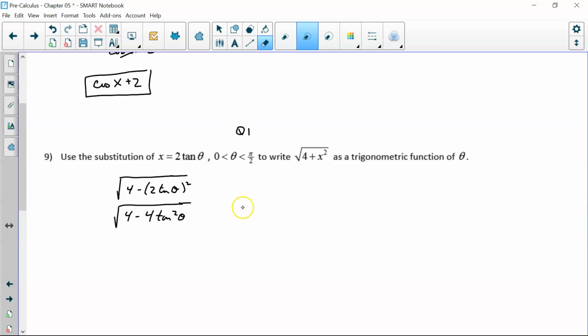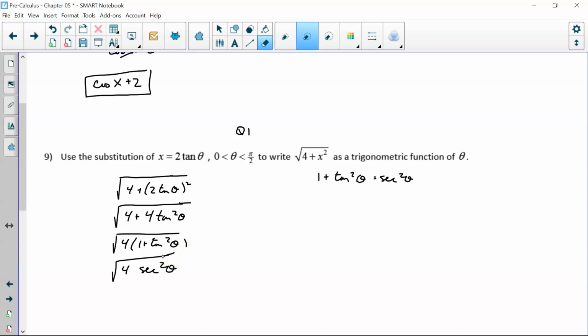All right. What we can do now is factor out a 4. So it becomes 4 times 1 plus tangent squared theta. That looks a lot like one of our Pythagorean identities: 1 plus tangent squared theta equals secant squared theta. Oh, excuse me, that's a plus, sorry. So instead of writing 1 plus tangent squared, I can write secant squared. So it's the square root of 4 times secant squared of theta.